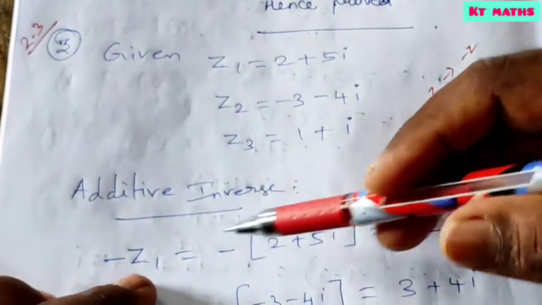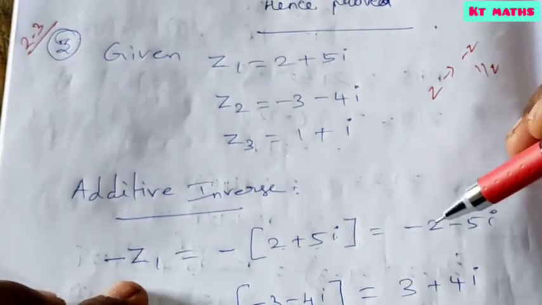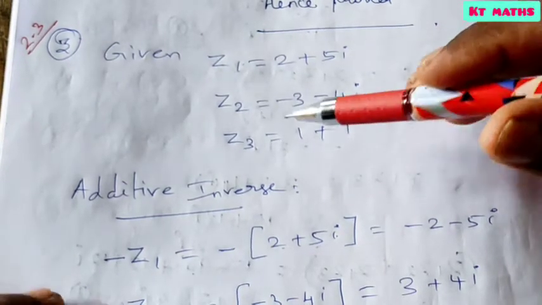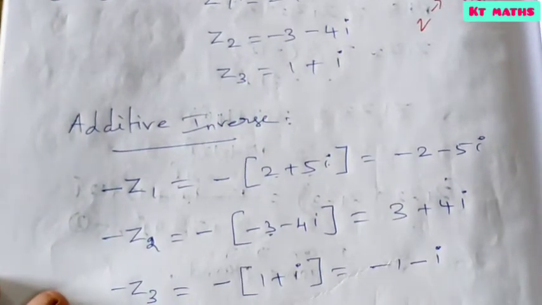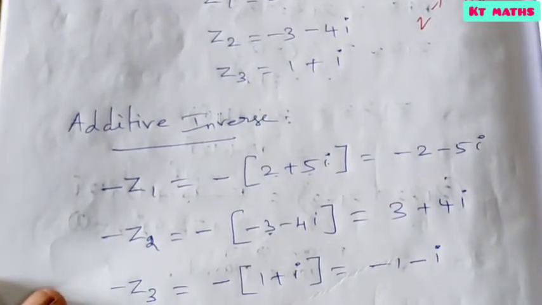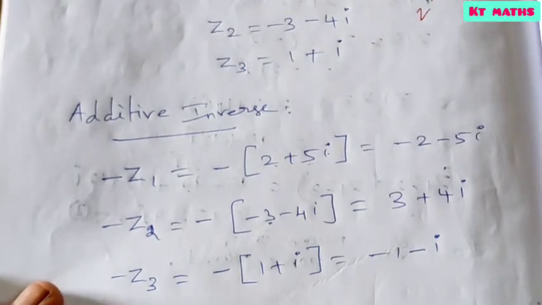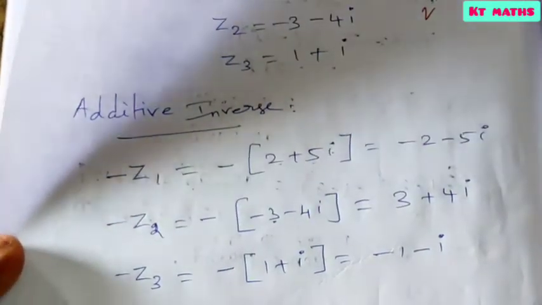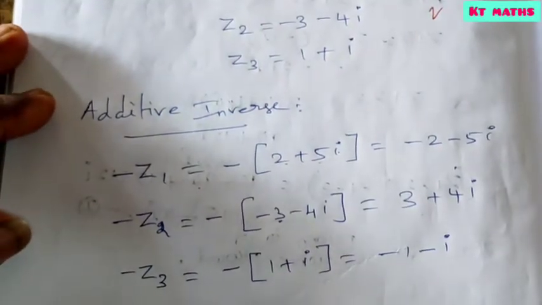Additive inverse: minus z1, that is minus of (2 plus 5i), so minus 2 minus 5i. Minus of z2 equal to minus of (minus 3 minus 4i), which is equal to 3 plus 4i. And minus of z3 equal to minus of (1 plus i), which is equal to minus 1 minus i. Now we have to find the multiplicative inverse of these three complex numbers.